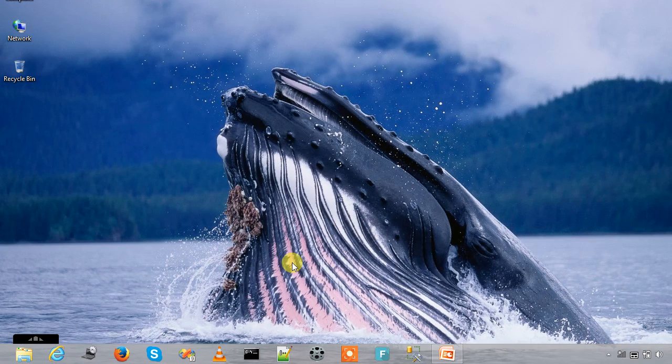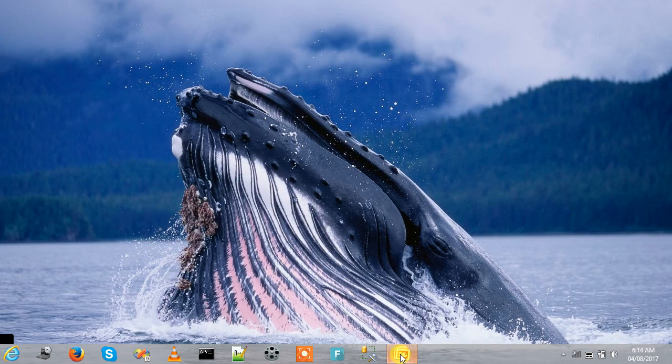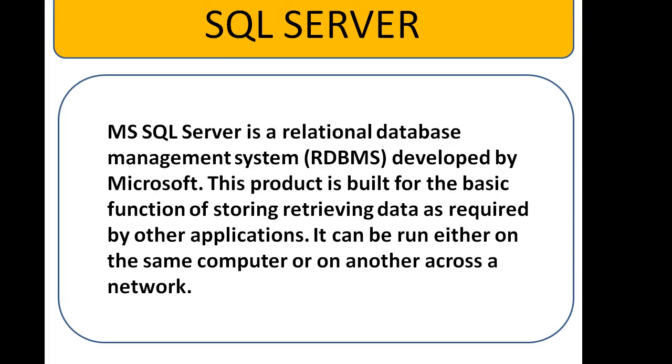In this session we are going to see the introduction to SQL Server. SQL Server is a relational database management system. It is an RDBMS developed by Microsoft. This product is built for the basic function of storing and retrieving data as requested by other applications. It can be run either on the same computer or on another across a network.